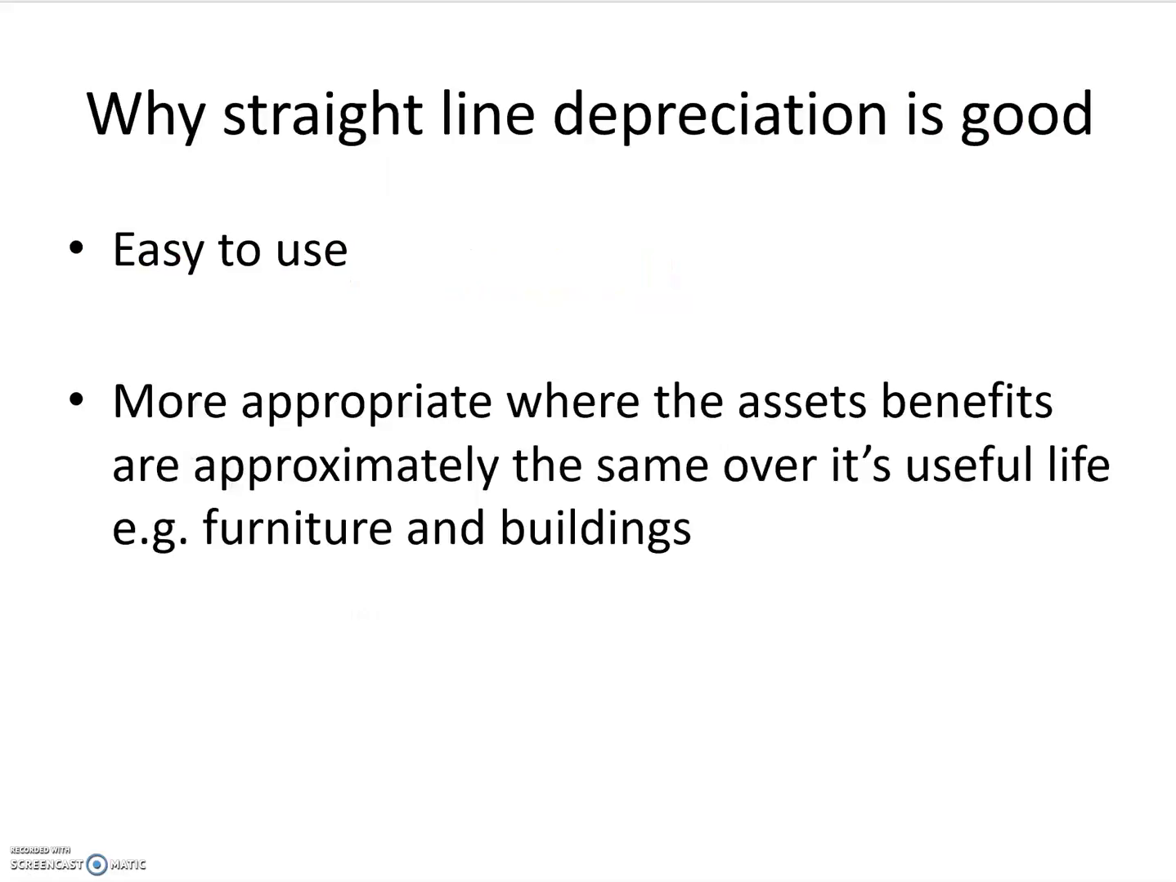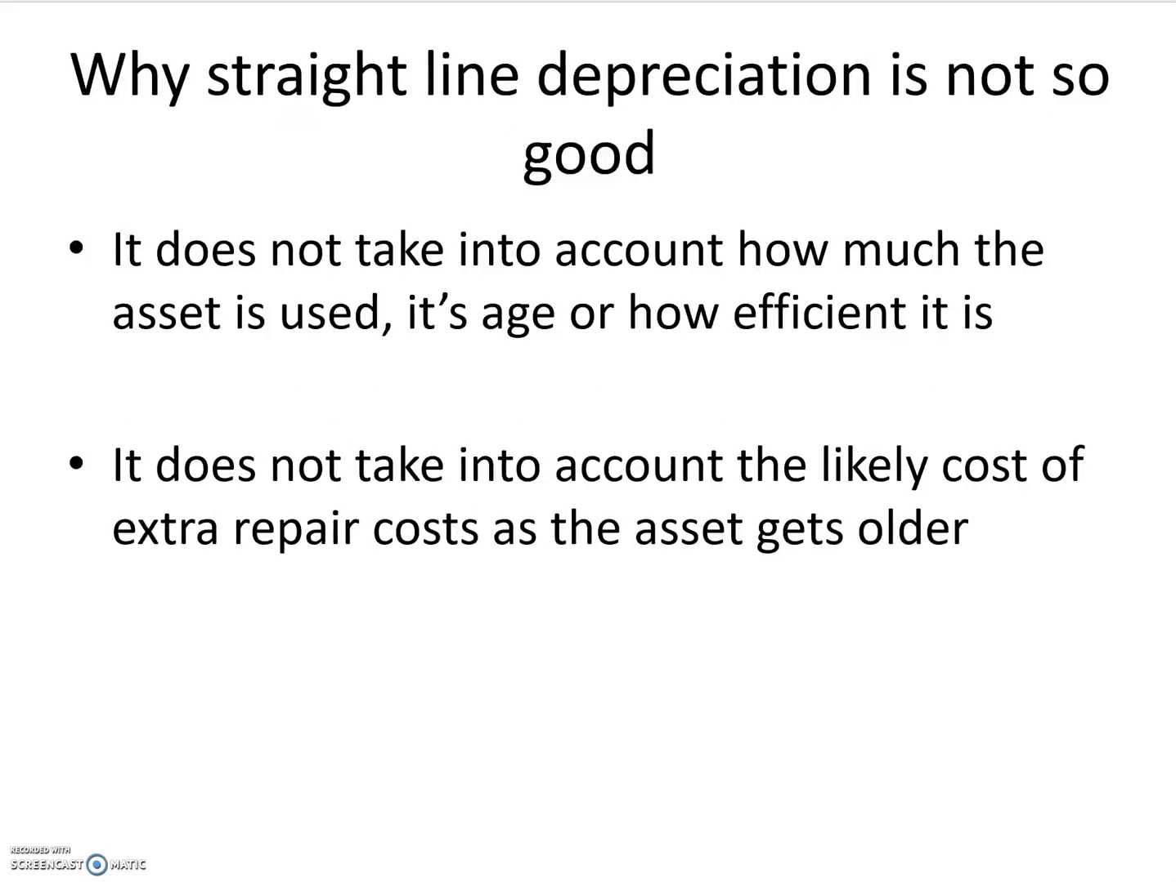Okay, so straight line depreciation is a good way to do it because it's easy to use. You can see we only have to calculate it once really, and then just put the journal through. It's often more appropriate where the asset's benefits are approximately the same over its useful life. So that means we're getting the same amount of value out of the asset every year. And the asset value is not going down in very large chunks at the early life, which sometimes happens. So that's why it's sometimes a good way to use.